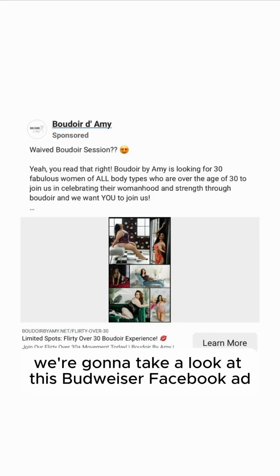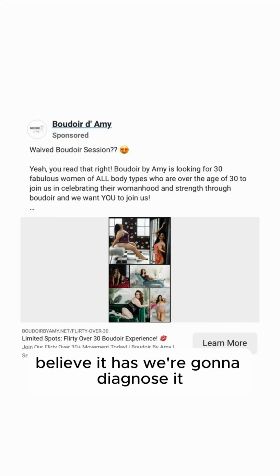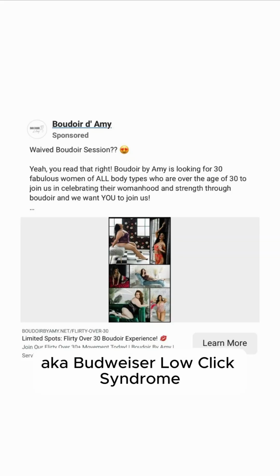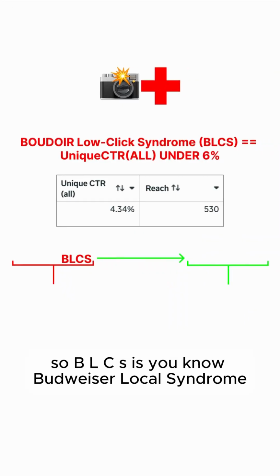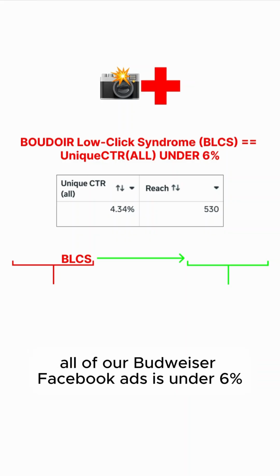All right, y'all, we're going to take a look at this Boudoir Facebook ad, diagnose it, and see if we believe it has BLCS, aka Boudoir low click syndrome. So BLCS is Boudoir low click syndrome. That's when the unique CTR on all of our Boudoir Facebook ads is under 6%.